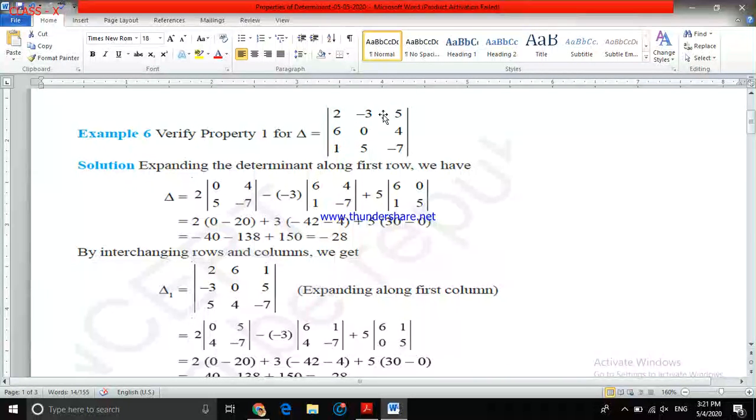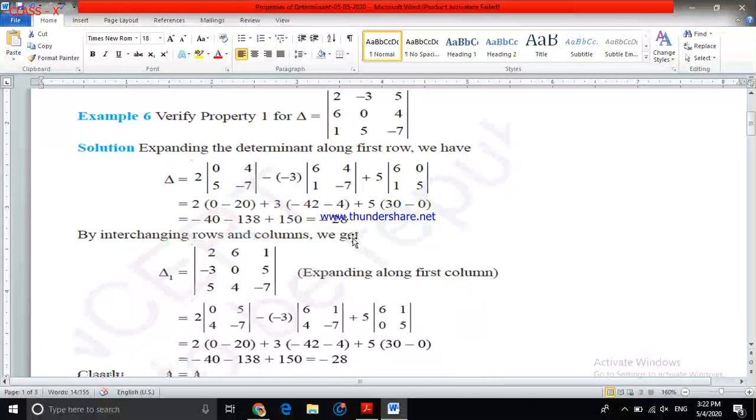Now for the corresponding row and column, if I exclude the first row and second column, the remaining elements are 6, 4, 1, minus 7. So that they have taken here. Plus 5 into, the corresponding row and column, if I exclude, 6, 0, 1, 5. Then we already know how to find it. So finally we got the determinant as minus 28.